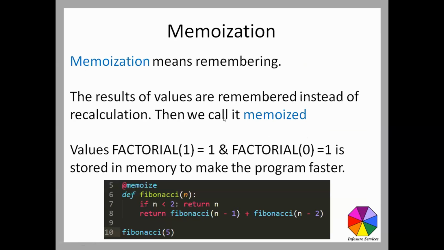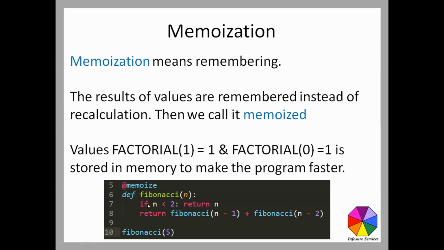So how do we do memoization? Memoization simply means remembering, or memorization applied to programming. In memoization, results of values are remembered instead of recalculated. When results of values are directly remembered, then we call the program memoized. Now, how do we do this? Take for example Fibonacci. Like I said, factorial of 1 and factorial of 0 are stored in memory to make the program run faster.